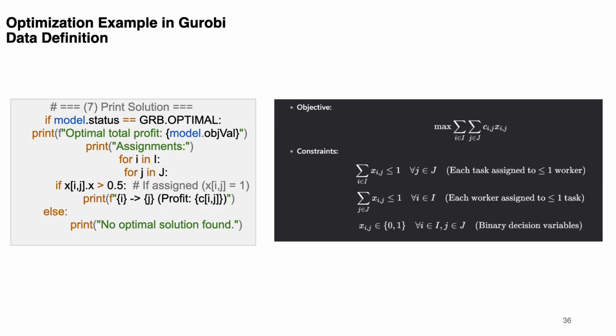Then we use a nested loop to look at every worker in I and every task in J. Because our variables represent yes or no decisions, we check if x[i,j].x is greater than 0.5. If it is, it means the worker is assigned. This simple check allows us to translate a matrix of zeros and ones into a clear, human-readable report. Worker 1 is assigned to task 2. If no solution exists, our else block ensures the user is informed that the requirements were impossible to meet.